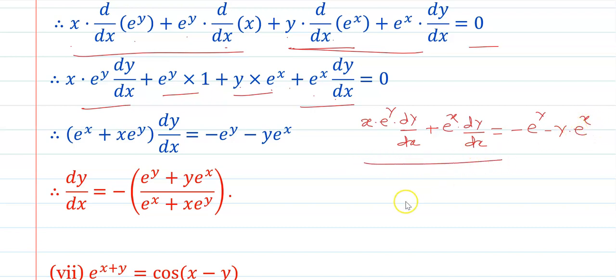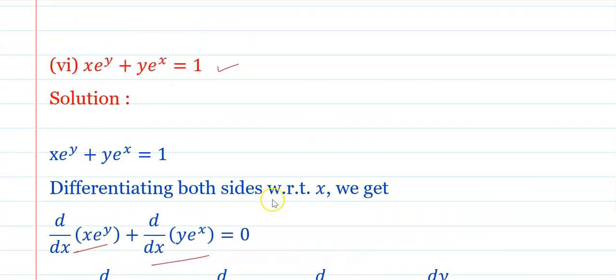Now collect this dy by dx. Then in bracket you will get e raised to x plus x into e raised to y, into dy by dx, that is equal to minus e raised to y minus y into e raised to x. And hence dy by dx is equal to, again taking the minus sign common, you will get minus e raised to y plus y into e raised to x upon the whole quantity here, divided. Therefore dy by dx is equal to minus, in bracket, e raised to y plus y into e raised to x, upon e raised to x plus x into e raised to y. This is the dy by dx. You can look at it once again here.